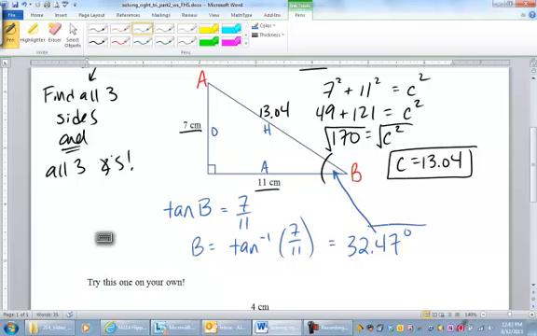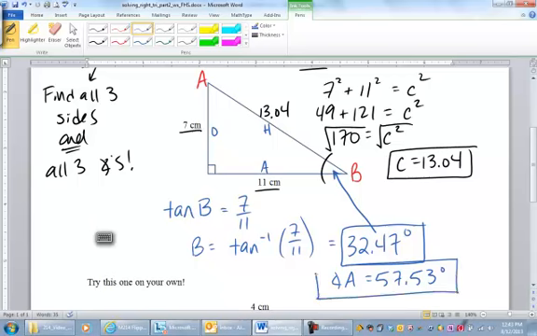So that's the second thing I had to find. There's only one more thing I have to find, and that's the third angle measure. Now that we have two of the angle measures, you know that all three of them are supposed to add up to 180 degrees. So you can just do 180 minus 90 minus this degree that we just found, 32.47. And you end up with angle A equaling 57.53, and again, that's because all the angles in a triangle should add up to 180 degrees.